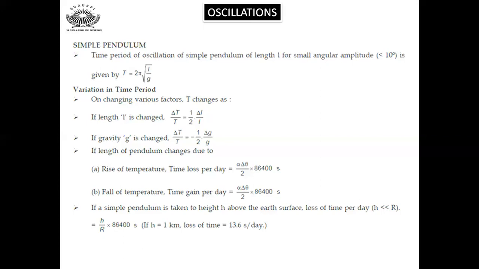Then fall of temperature will again give time gain per day. As the temperature decreases, the length decreases, so the time period decreases, given by the equation alpha delta theta divided by 2 into 86,400 seconds. If a simple pendulum is taken to a height h above the surface, the loss of time per day: we know very well that gravity will not be the same at a height h, so it will be h by R into 86,400 seconds. For h equal to 1 kilometer, the loss of time is 13.6 seconds per day. So 13.6 seconds of time will change.